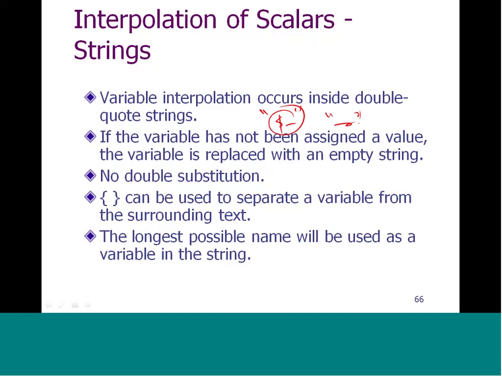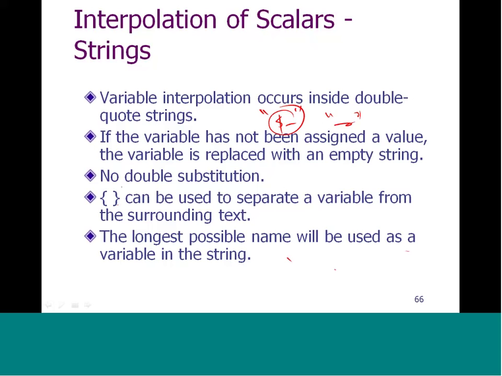Now there is no double substitution within the interpolation. So if you have a nested thing, like dollar x, y, z, and further down, those nested ones are not allowed. So you cannot have another quote and then something else and then end quote and use it as a parenthesis. That thing is not allowed in Perl. So that is another rule. And then finally, the longest possible name will be used.